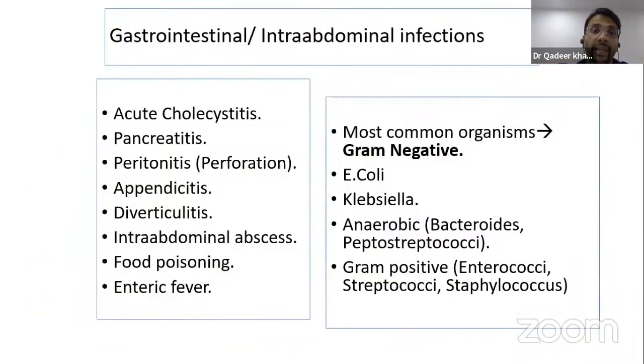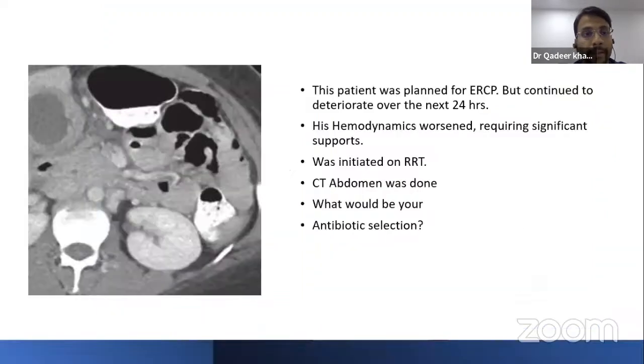Now the next step is whether the patient is sick or not much sick, whether he is in shock and all. That helps us to select what type of antibiotic we should use. This is mostly a gastrointestinal or intra-abdominal infection, like cholecystitis, pancreatitis, peritonitis, appendicitis, intra-abdominal abscesses, food poisoning, or enteric fever. Most common organisms will be gram-negative, E. coli, Klebsiella, anaerobic organisms like Bacteroides, and gram-positive like enterococci, streptococci, and staphylococcus.